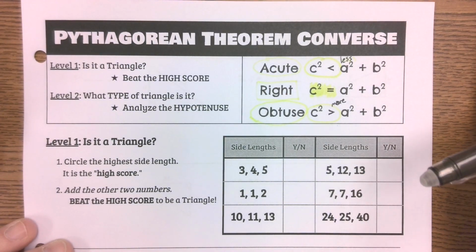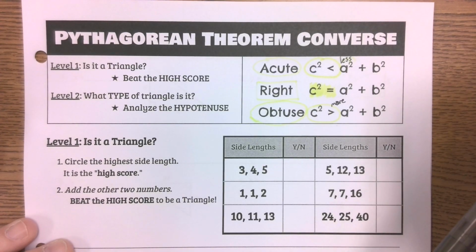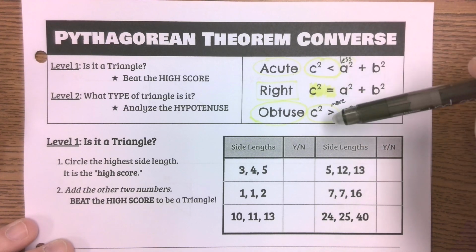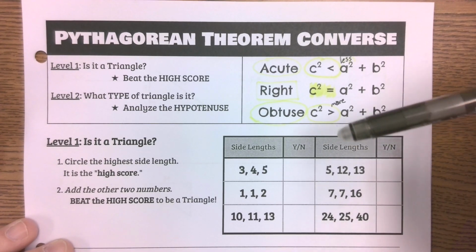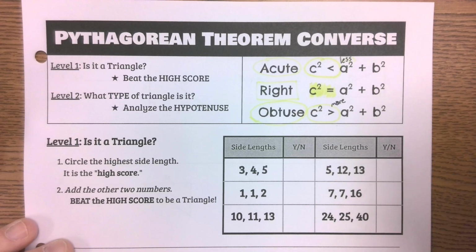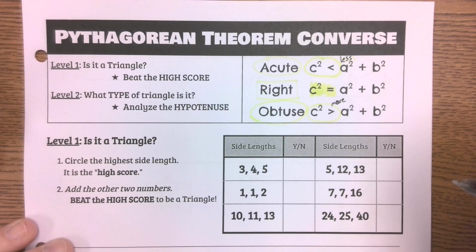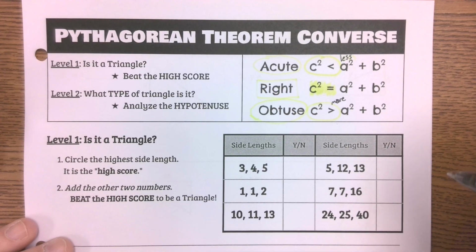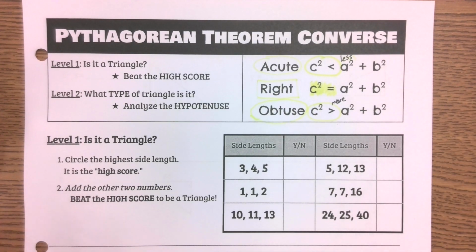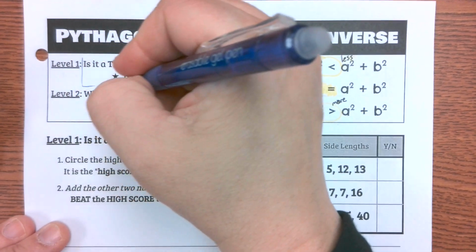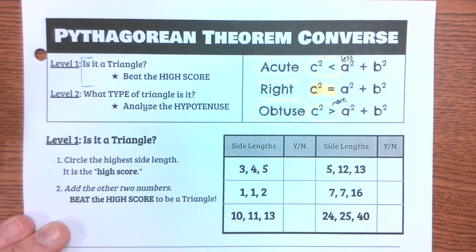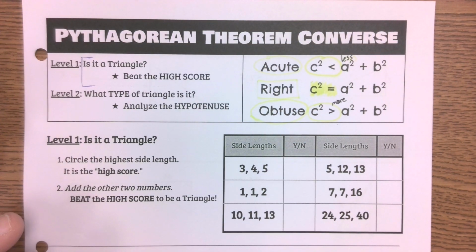So we can use the converse to see, is it a right triangle? And if not, we can at least tell whether it's an acute triangle, meaning it's got at least one angle less than 90 degrees, or an obtuse angle, an angle that's greater than 90 degrees. So there's two steps to doing this when we're trying to figure it out. The first step is, is it a triangle? Because if it's not a triangle, then we really can't proceed, right? And we've done is it a triangle before.